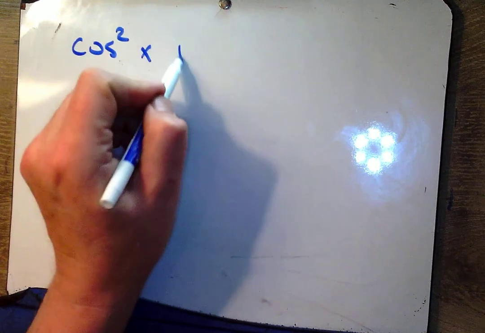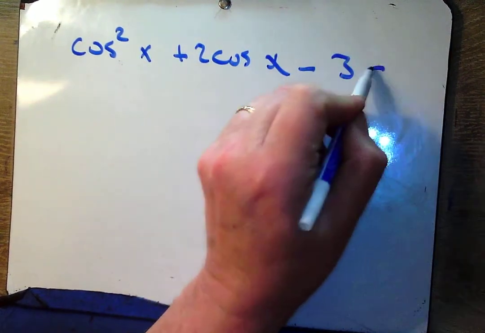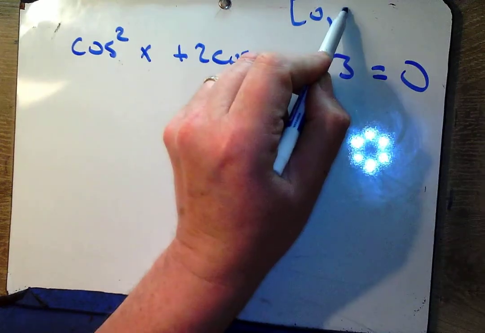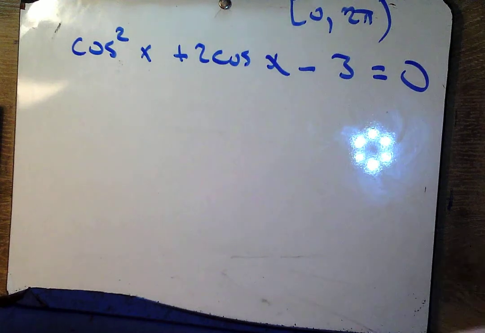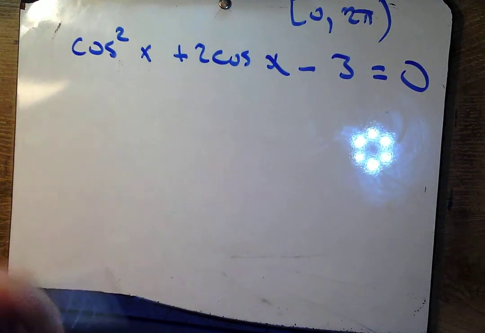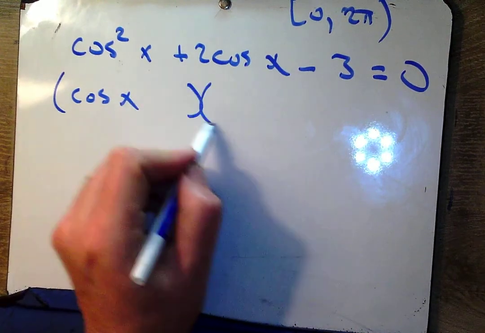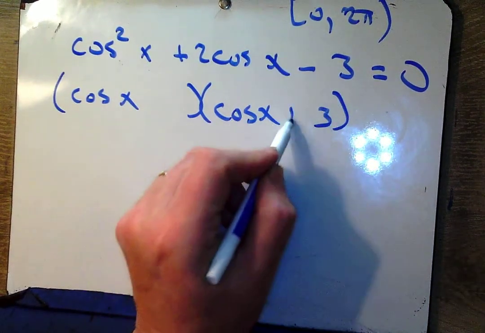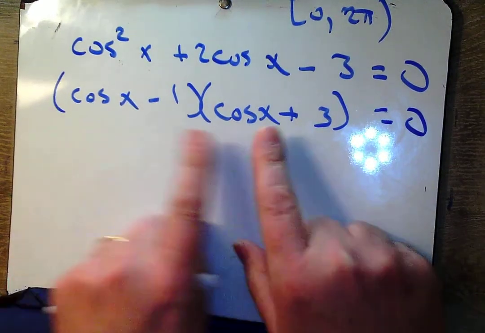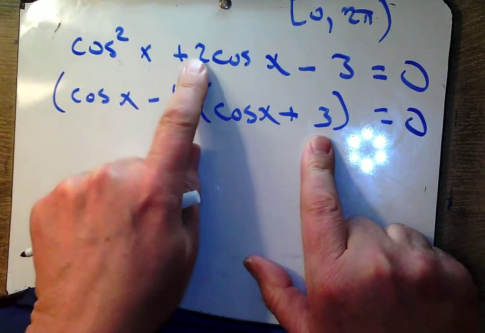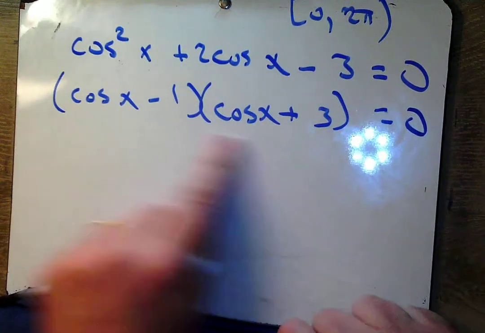We do this one. Cosine squared x plus 2 cosine x minus 3 equals 0. And we solve this on 0 to 2 pi. Hey, how did it go? Did you factor? Cosine x plus 3, cosine x minus 1, equals 0. Right, this is how it factors. Minus 1 plus 3 gives me that. This gives me that. Yep, that's the factored form.